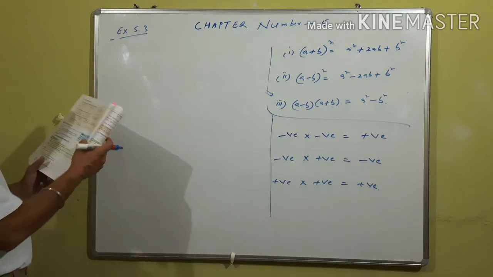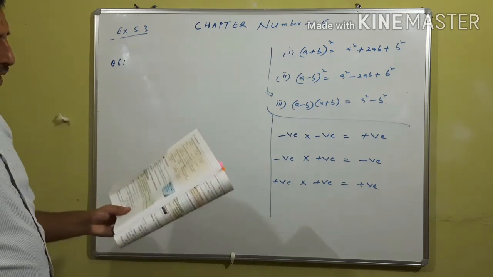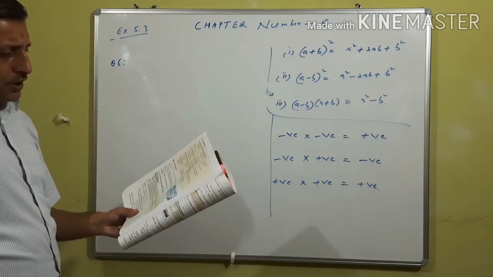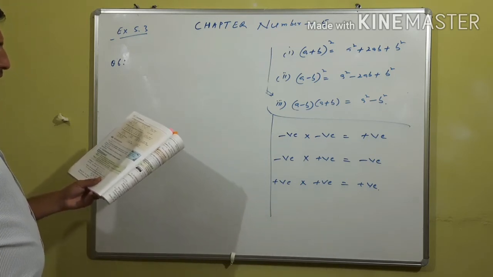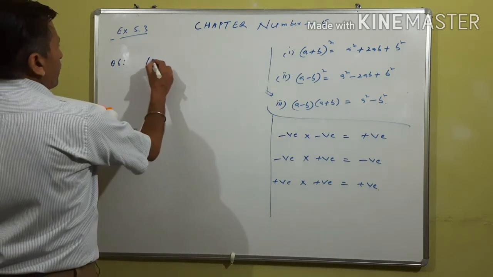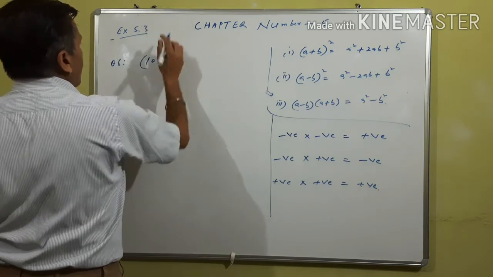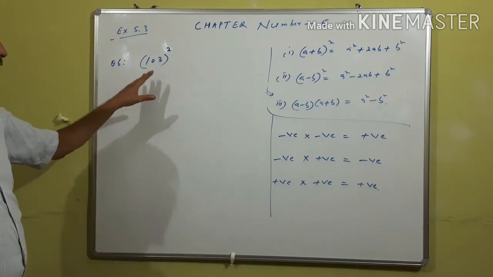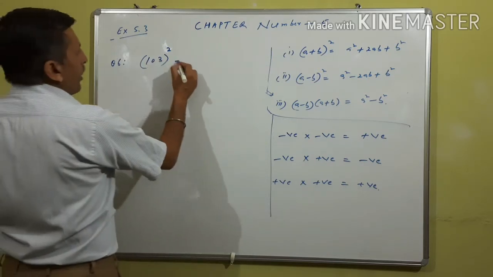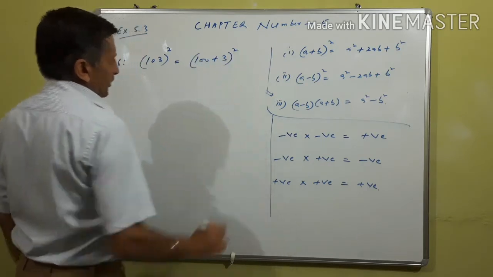Now I am going to use question number 6. It says evaluate the following using the special identities. Suppose you are given 103 whole squared. Now this creates a problem for the students because this is a single number. So no problem. You can write 103 as (100 plus 3) whole squared.